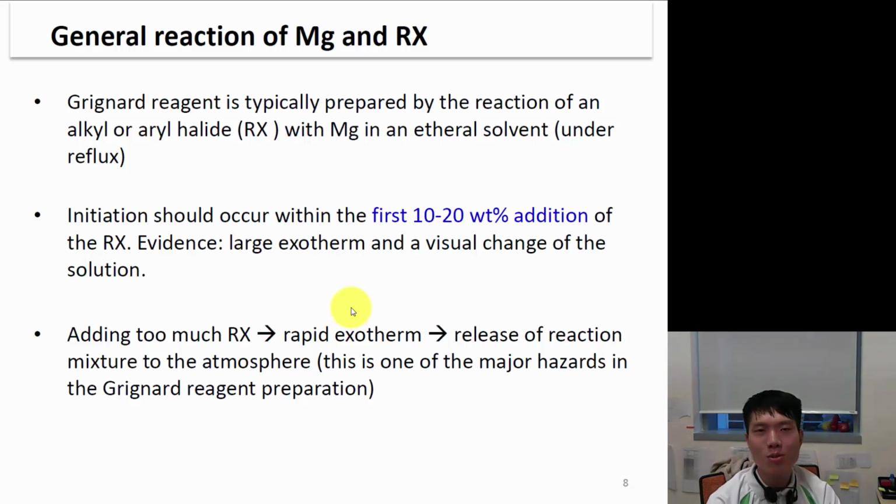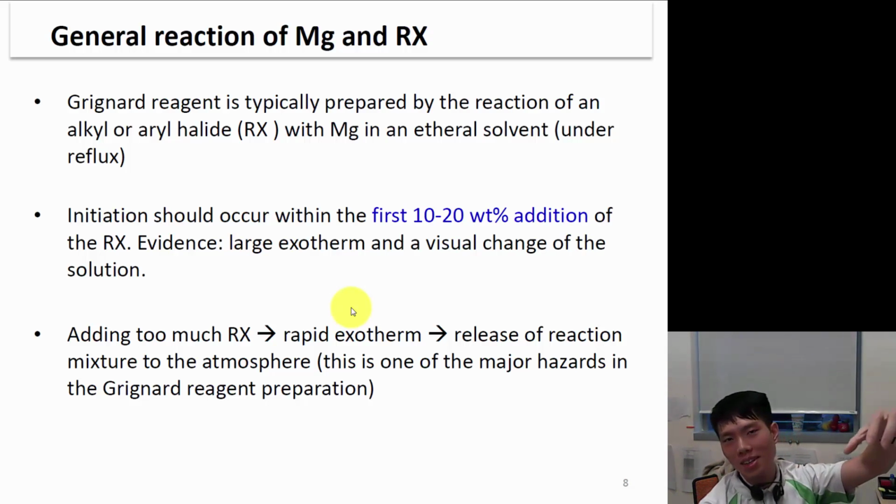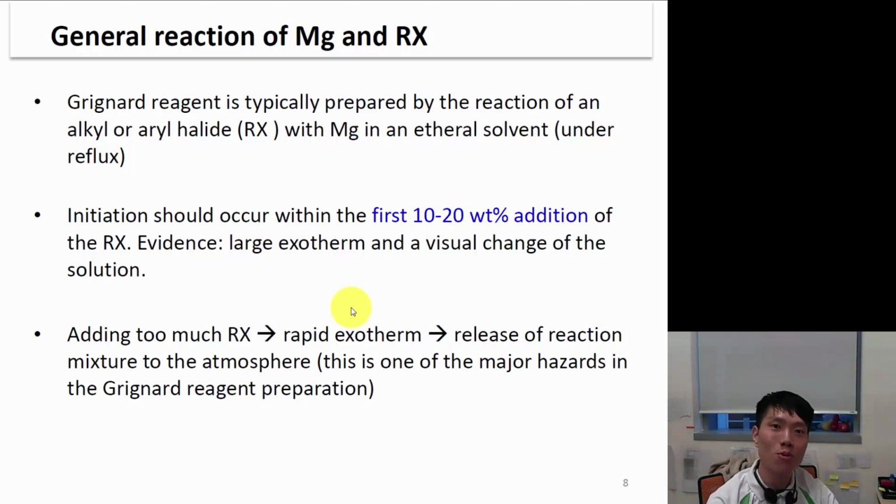Now what happens if you add too much alkyl halide at the beginning? You just flush everything down, you're too nervous, you're too eager. The reaction becomes too rapid, with too much heat being generated on the same site. And then that heat is going to boil your low boiling ether and vaporize it. No more solvent. What happens? You release the reaction mixture into the atmosphere.